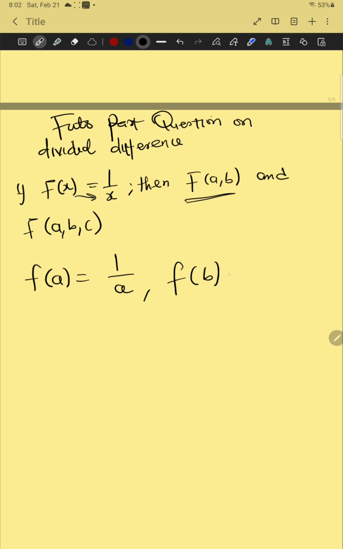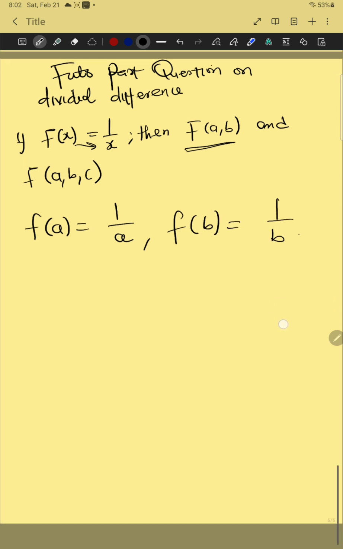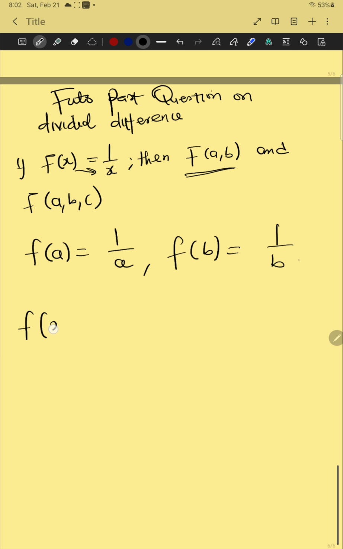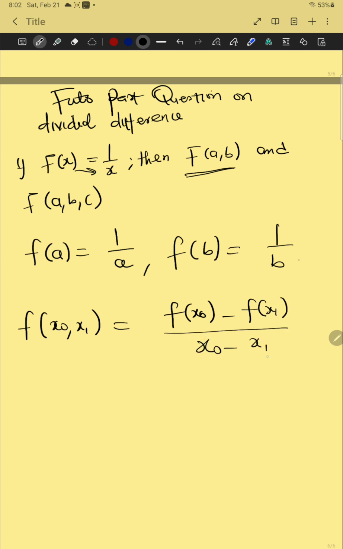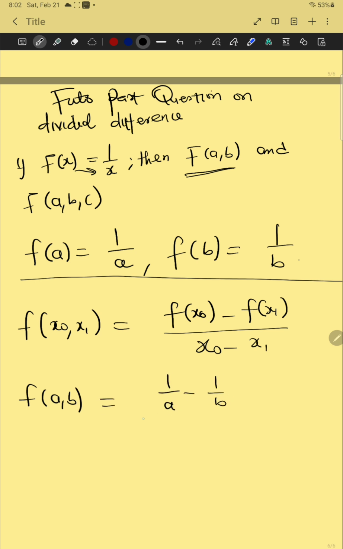What do you think f of b will be? 1 over b. What did we say about taking two intervals, x0, x1? What we said is f of x0 minus f of x1 divided by x0 minus x1. That's what we said. So let's translate that here. It means that f of a comma b will be 1 over a minus 1 over b divided by a minus b. Glory to God.